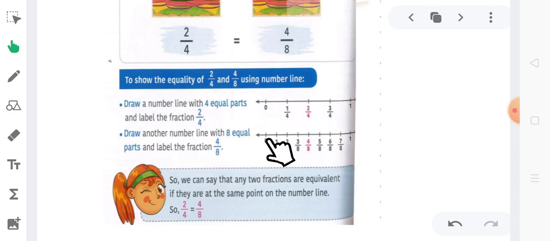Okay, then I will draw the same number line, but we cut it into 8 equal parts, into 8s. So draw another number line with 8 equal parts and label the fractions. You see, it's underneath 2/4. So 2/4 equals 4/8. So we can say that any 2 fractions are equivalent if they are at the same point on the number line. Look here, they are under each other, at the same point.